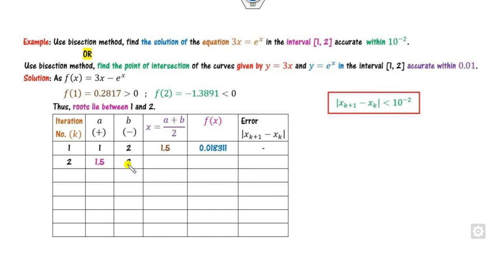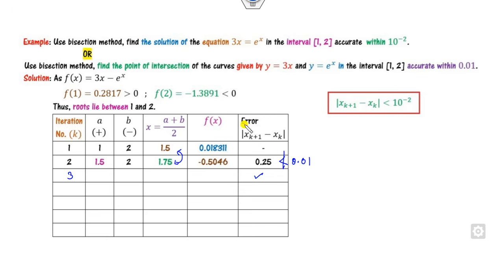Fine. Now what is the midpoint of this? You can see it's 3.5, so 1.75 is the midpoint. Once you substitute here, you will get this as the right answer. And you can see the difference is 0.25. How many steps are needed until you find the next value? Check whether this is not less than 0.01.